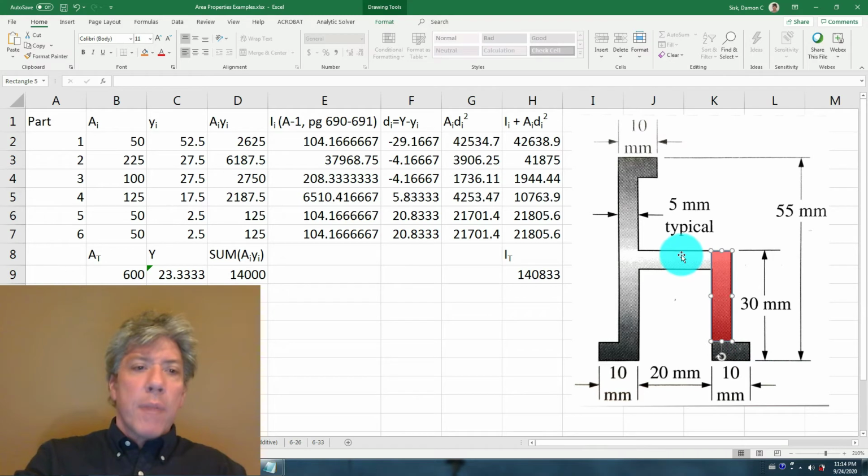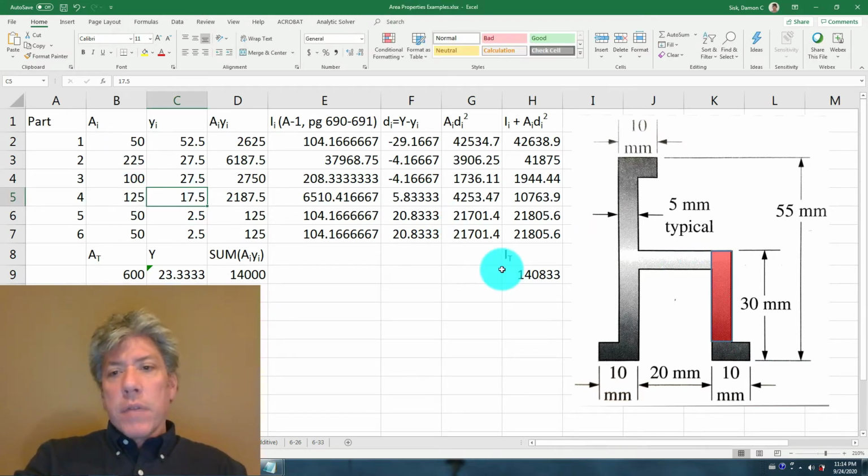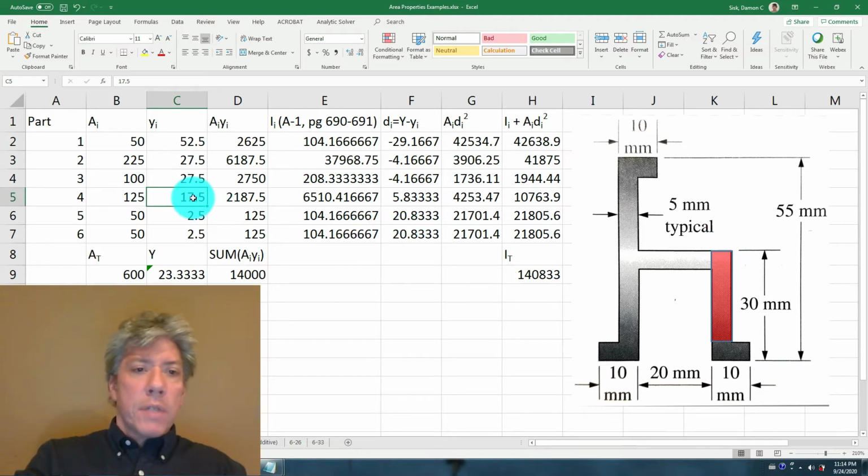So that's 25 high by 5 wide. 5 times 25 is 125. And the center of that is up at, well, let's see, we need 5 plus half of 25. Well, half of 25 is what, 12 and a half? So plus 5 is 17 and a half.